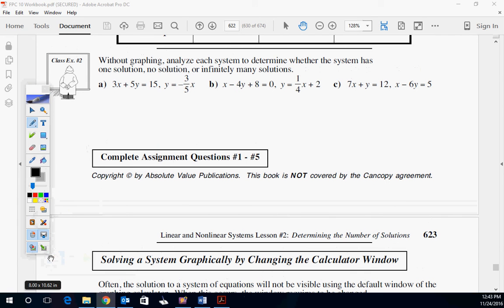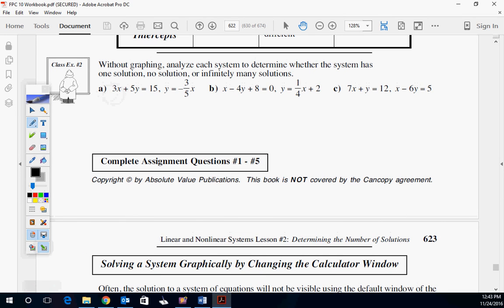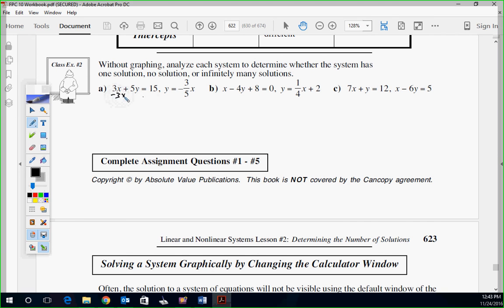Okay, this one we have to get y by itself so we can see what it is compared to the y one they have. So I minus 3x. 5y equals negative 3x plus 15. Divide by 5, divide by 5. y equals negative 3/5 x plus 3. Then I notice this one compared to this one, they have the same slope and different y-intercepts, so that would be our parallel example, so no solution here.